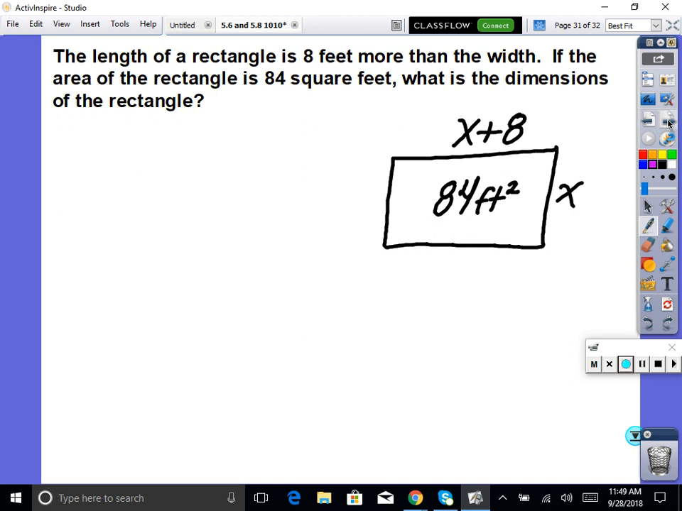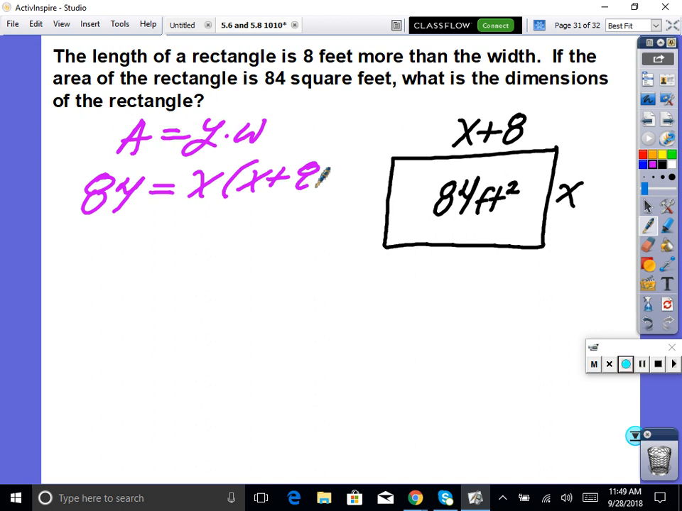We know the area is 84, so it says solve for the dimensions. So you're saying, I need to solve for x. Well, to solve for x, I need a true statement. Wouldn't our true statement be area is equal to length times width? So our area is 84. That's equal to our length times our width. Now, how do we solve for x?